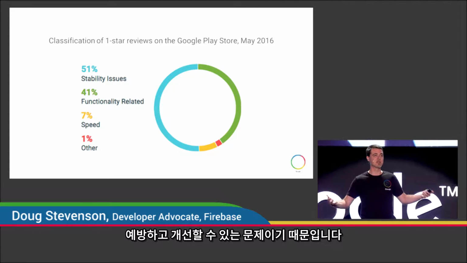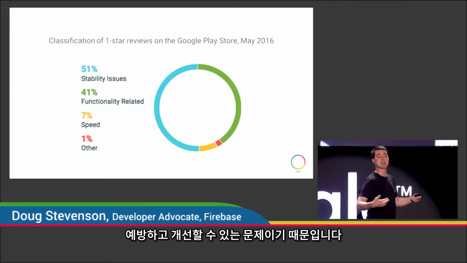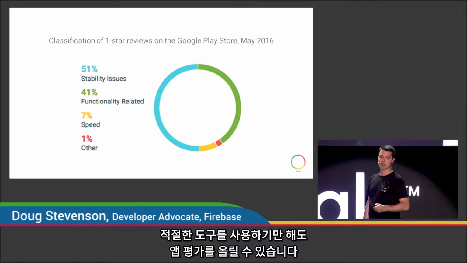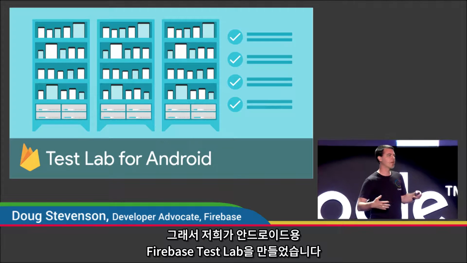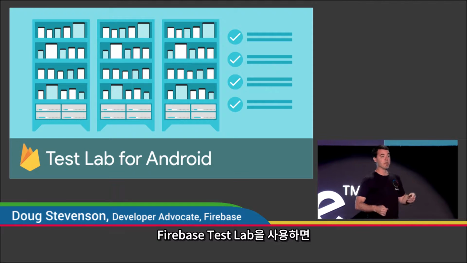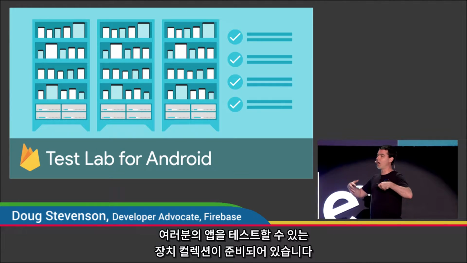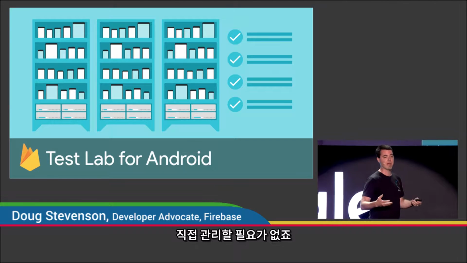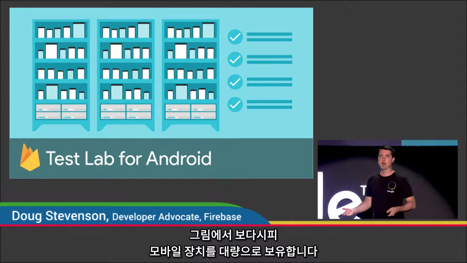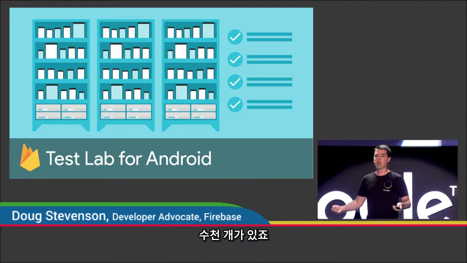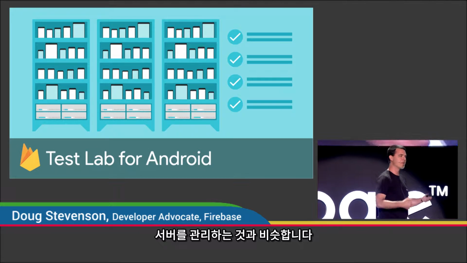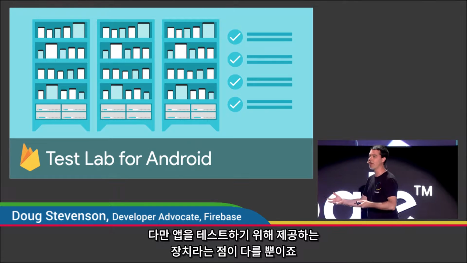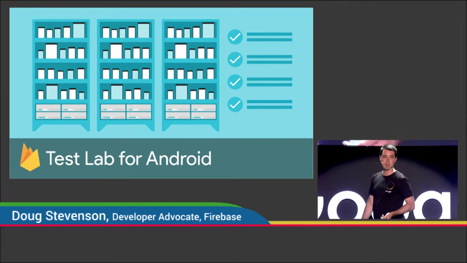This 51% is interesting because we can prevent them, we can stop them, and we can raise all of our ratings for all of our apps if we just use the right tools. So that's why we have Firebase Test Lab for Android. With Firebase Test Lab, you can have a collection of devices ready and waiting to test your app so that you don't have to maintain them. So as the picture suggests here, we maintain a farm of mobile devices. There's thousands of them in a data center, much like the way you would handle servers, except these are just mobile devices in a rack available for you to test your app.